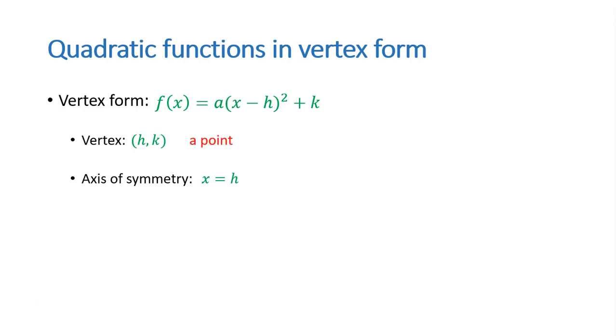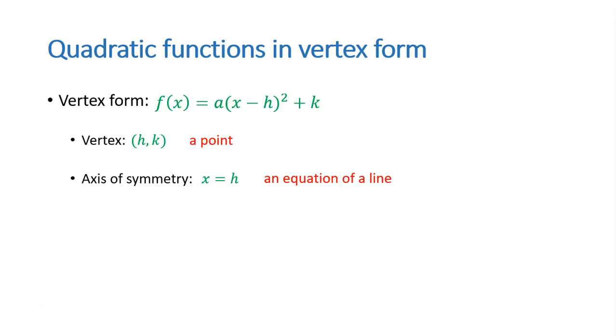Now, one distinction we need to make is that the vertex is a point and the axis of symmetry is an equation of a line. The reason we want to make this distinction is because when you write the axis of symmetry, the x equals part is very important. The axis of symmetry is a line. In order to give a line, we have to have an equal sign somewhere. We're writing an actual equation that represents this line.